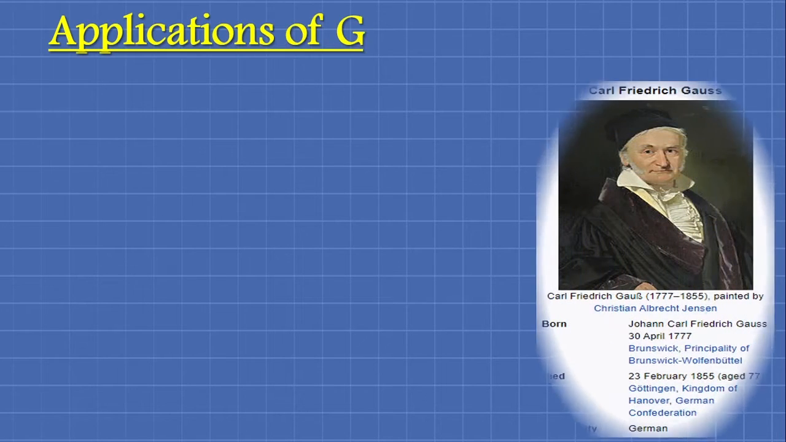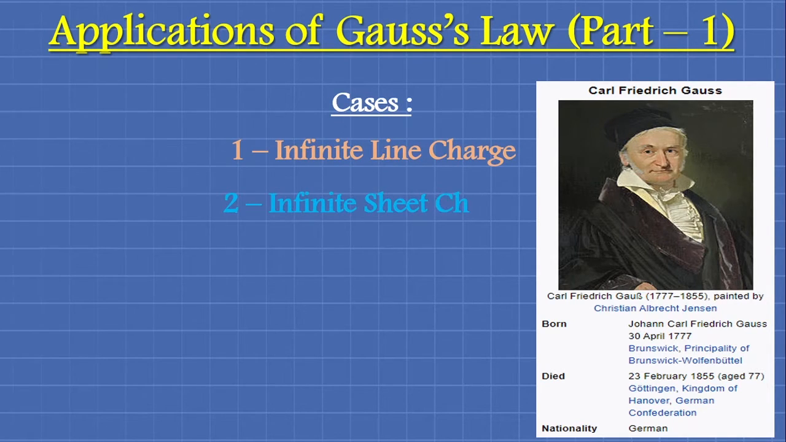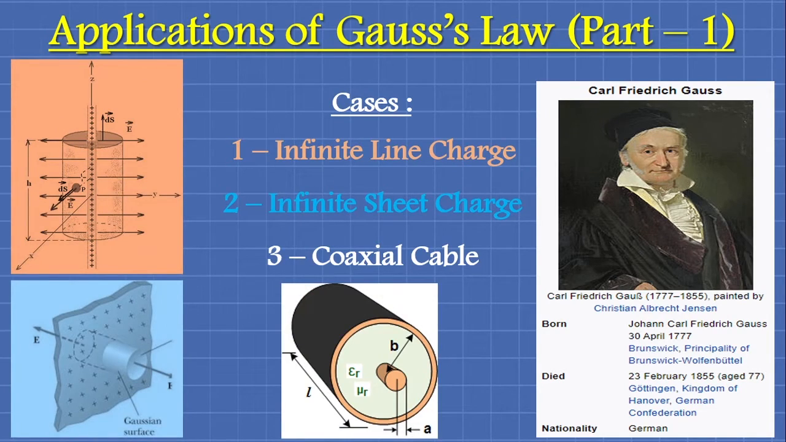Up to the last part of this lecture series we have seen Gauss's law, its application and limitations. Today we are going to discuss some really important applications of Gauss's law, in which I have covered three cases. First one will be infinite line charge, the second one will be infinite sheet charge, and third one will be coaxial cable. So let us start.